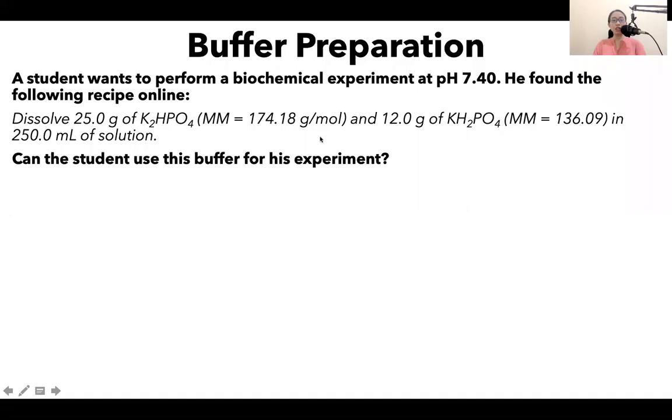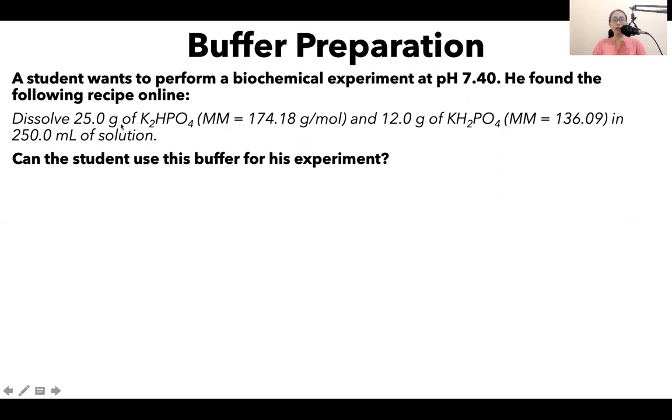So here is another example on how to use the Henderson-Hasselbach equation in buffer preparation. This time, we will consider a very common buffer system used in biochemistry. A student wants to perform a biochemical experiment at pH 7.4. He found the following recipe online. Can the student use this buffer for his experiment?